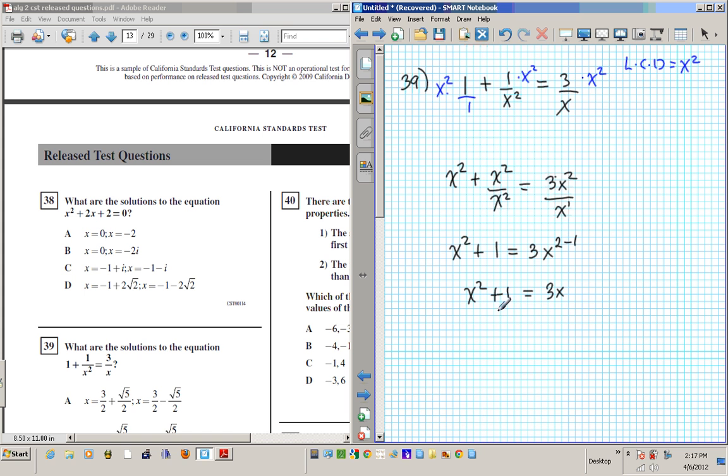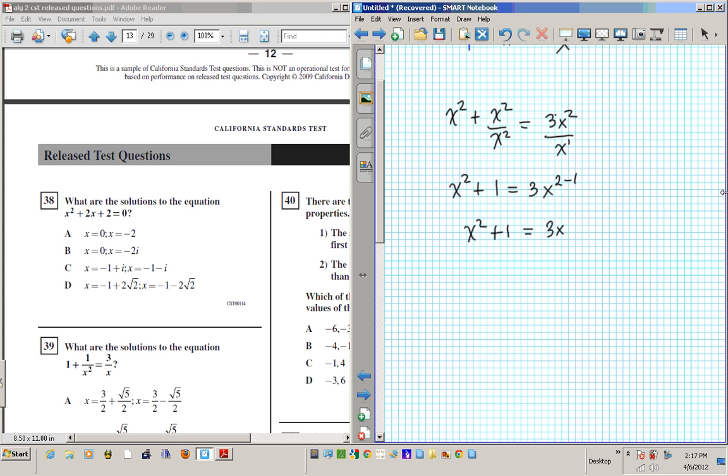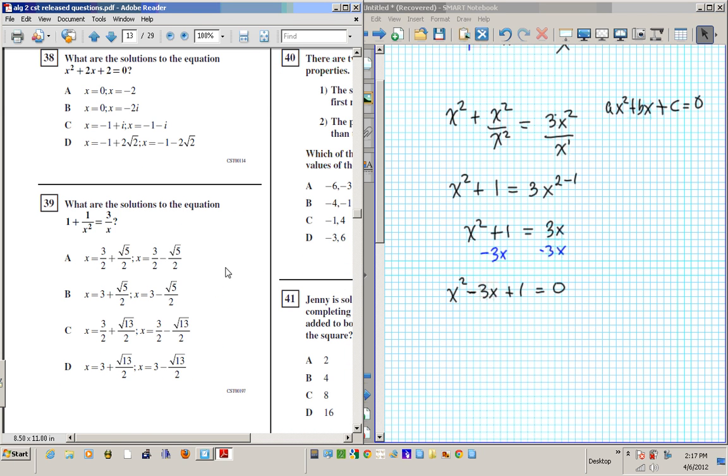There. So before I can use any factorization method, the quadratic equation has to be in standard form. Basically standard form is ax squared plus bx plus c equals 0, or in other words, it has to be equal to 0. So let's make this equal to 0 by subtracting 3x from both sides. So we're going to have x squared minus 3x plus 1 equals 0.